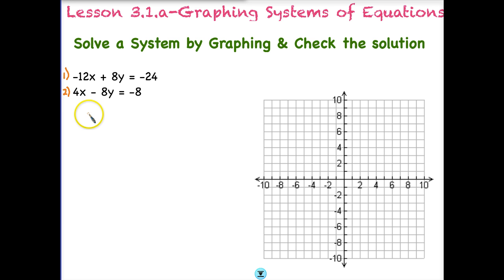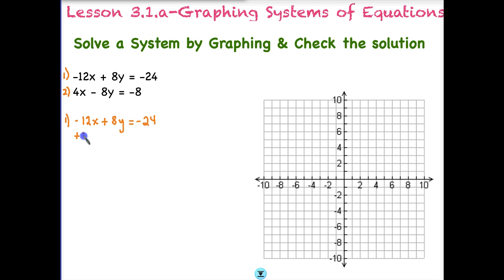Your practice will be in Khan Academy, and you'll have some problems like this that you'll have to rewrite, and you'll have some problems that are already in y equals mx plus b form. But I wanted to show you how to graph in Khan Academy. So once we go ahead and solve this, then we'll go over to Khan Academy and I will show you how that works. So here's our first equation, and we know that we need to solve for y.